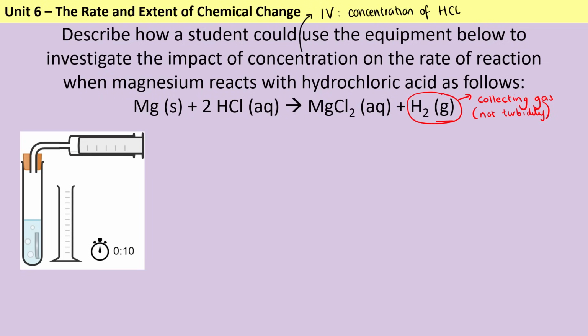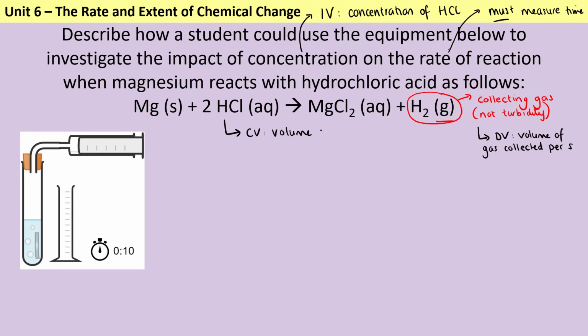The dependent variable ultimately is going to be rate, but what we're actually measuring is going to be the volume of gas that is produced per second. And it's important that it's per second because if it wasn't, we wouldn't be able to calculate a rate. And then we're also going to need to identify some control variables if we want all 6 marks. So here we're going to control the volume of the hydrochloric acid, and it's really crucial that we don't say amount because that's not true. Just ban the word amount from your vocabulary, you don't need it.